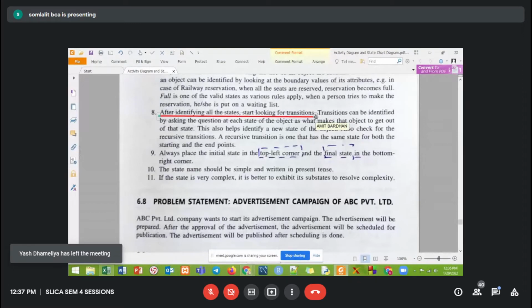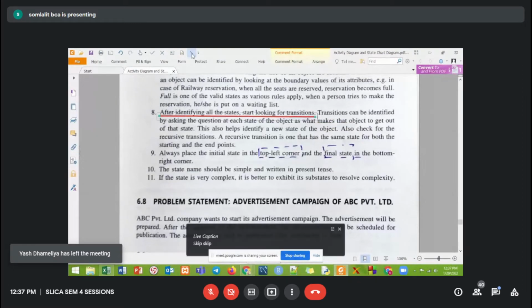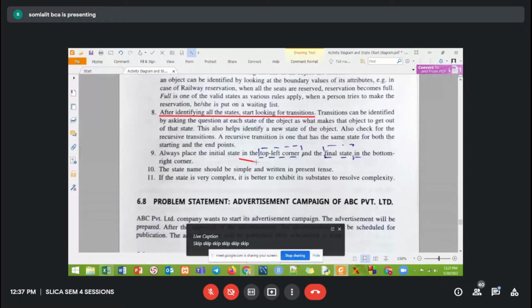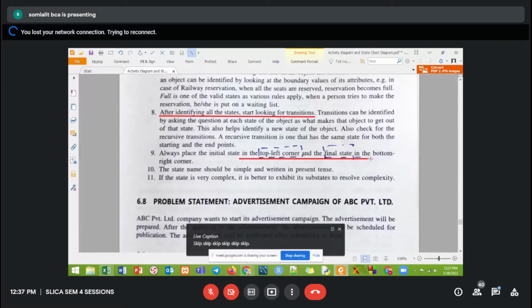Initial state is always at the top left corner, and final state is always in the bottom right corner. So we always go the transition from left to right. State name should be simple and written in present tense. Past tense में नहीं लिखेंगे.